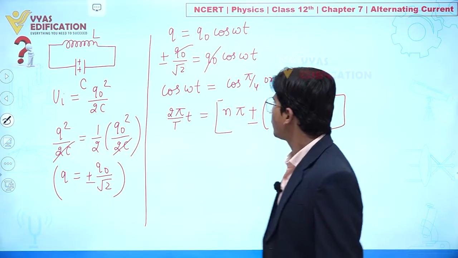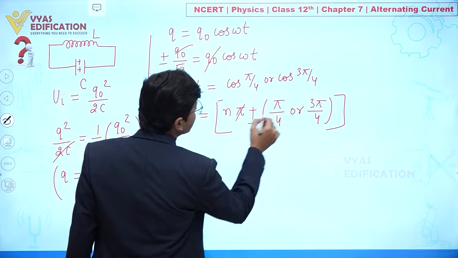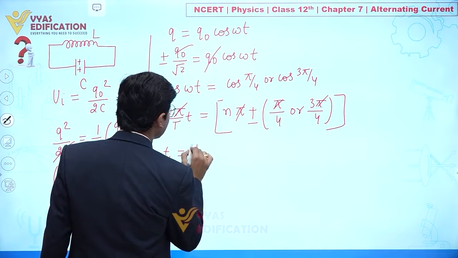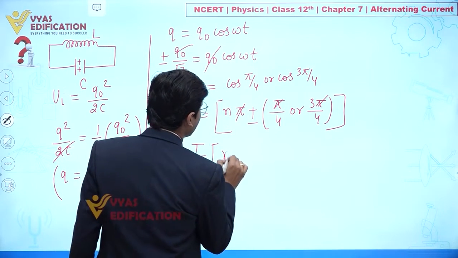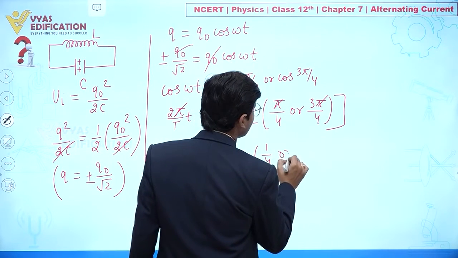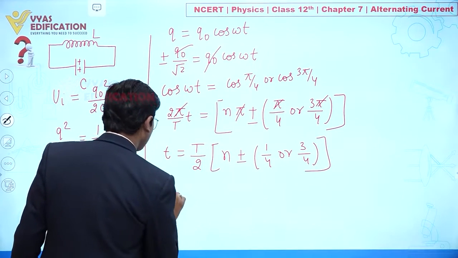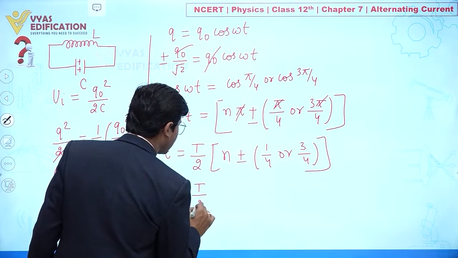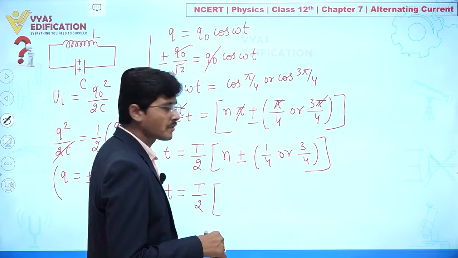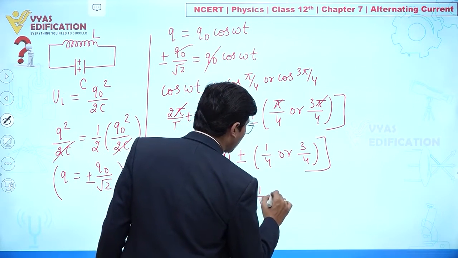Now from here, if you take pi and pi, they cancel out, and the value of t you get is T by 2 times n plus minus 1 by 4 or 3 by 4. So t is given by T by 2 times n plus minus 1 by 4 or 3 by 4.